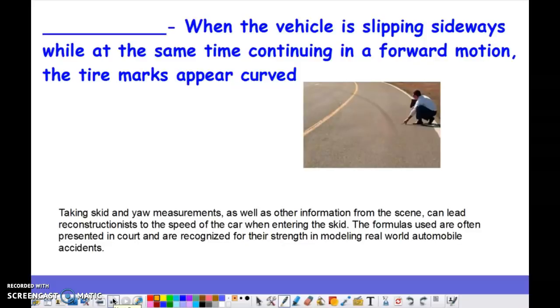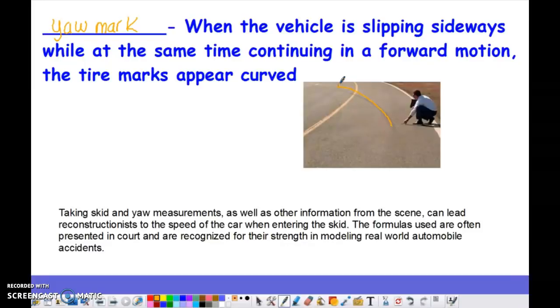The next kind of mark we're going to talk about is something called a yaw mark. Y-A-W. A yaw mark is when the vehicle is slipping sideways while at the same time continuing in a forward motion. The tire marks appear curved. So if you're hitting your brakes and your wheel is turned, the back end of your car is still going to spin out.